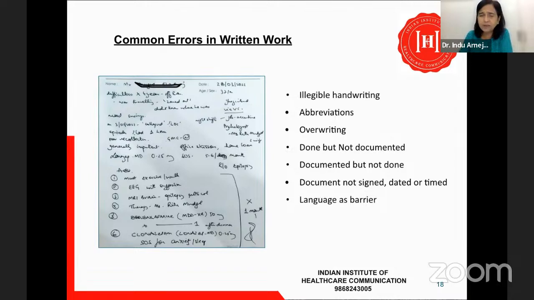Then language is a barrier, we all know that is a problem. There can be poor writing skills. That's another very big challenge. Not very many people have learned how to write a case sheet. Not very many people have formally learned how to write a reference slip. Not very many people have learned how to really document any incident. So when it comes to writing, you will see very, very poor writing skill among a lot of us.